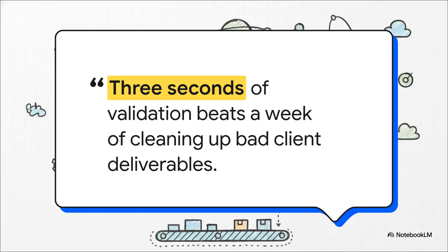I want you to internalize this quote. 3 seconds of automated validation beats a week of cleaning up bad client deliverables. After an agent goes through a retry loop, you must validate the final output again. Never blindly trust the loop. Make sure the context didn't get corrupted during those retries.